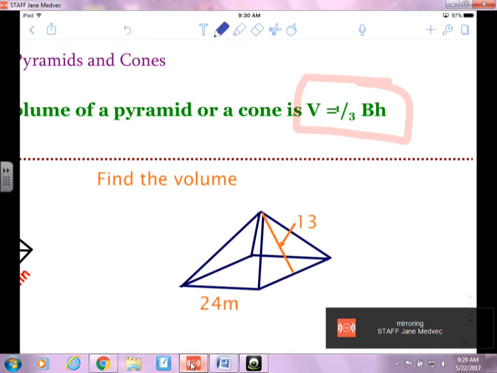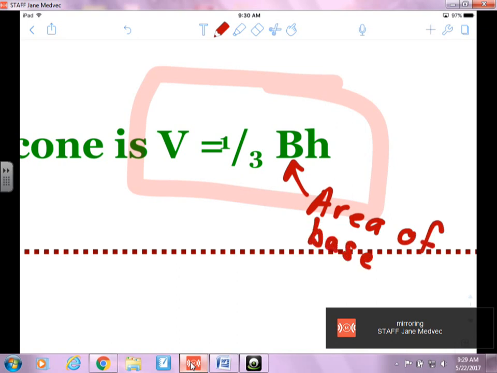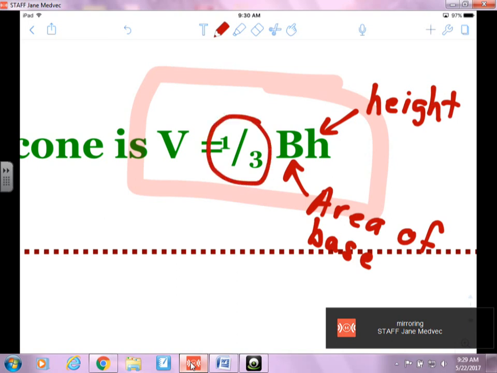And if you remember from yesterday, we talked about what some of these things were. We said that the big B was the area of the base. We had mentioned that the h was the height of the figure. And what makes today a little bit different is the 1/3. Okay, that is what makes it different.